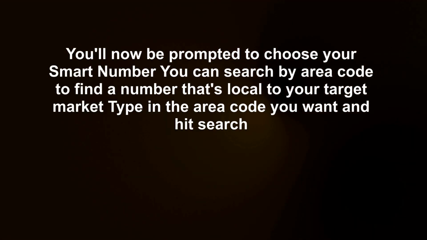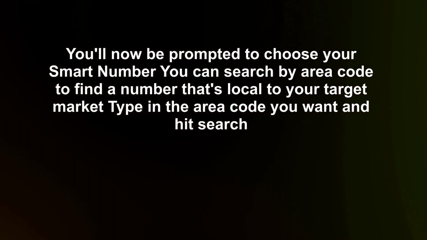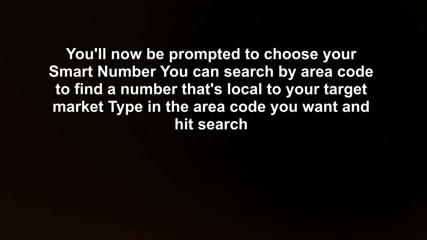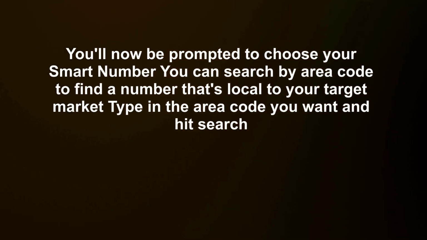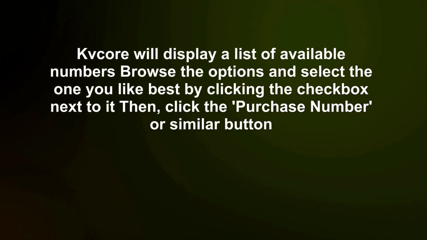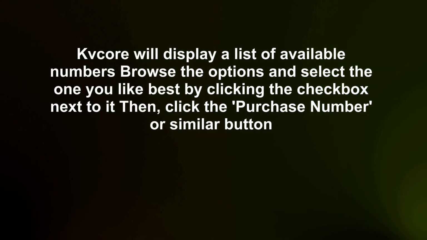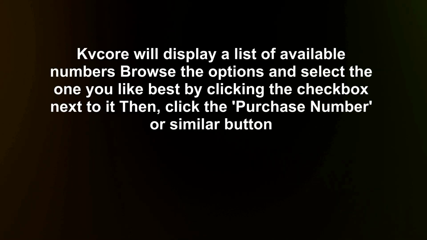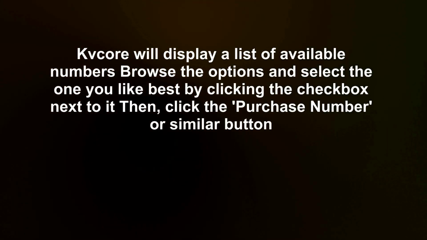You'll now be prompted to choose your smart number. You can search by area code to find a number that's local to your target market. Type in the area code you want and hit search. Kvcore will display a list of available numbers. Browse the options and select the one you like best by clicking the checkbox next to it. Then, click the Purchase Number or similar button.